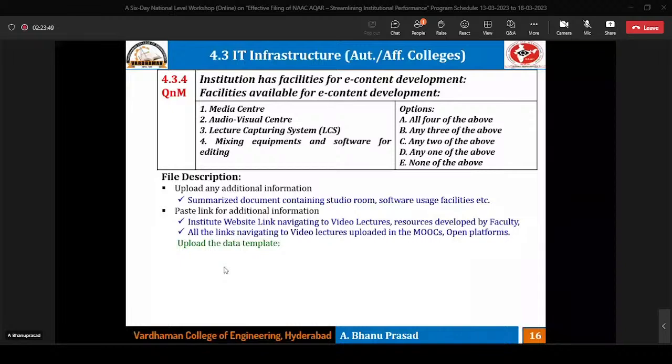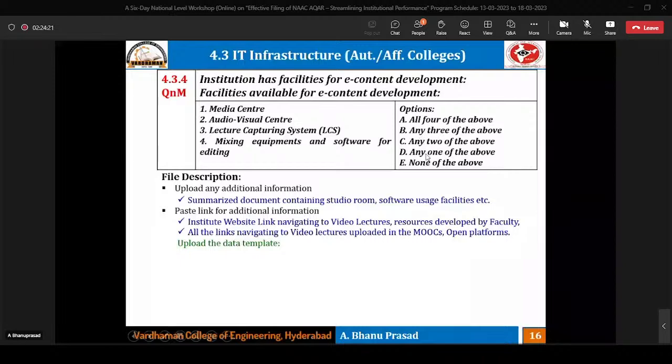Nowadays, faculty are uploading their video lectures. So to make it more sophisticated, it has been asked for e-content development in media center or audio visual center, or lecture capturing system, mixing equipment and software for editing. So the options are, if we have all 4, then A, or you can opt for if we have at least 3 or 2 or 1, and none of the above.